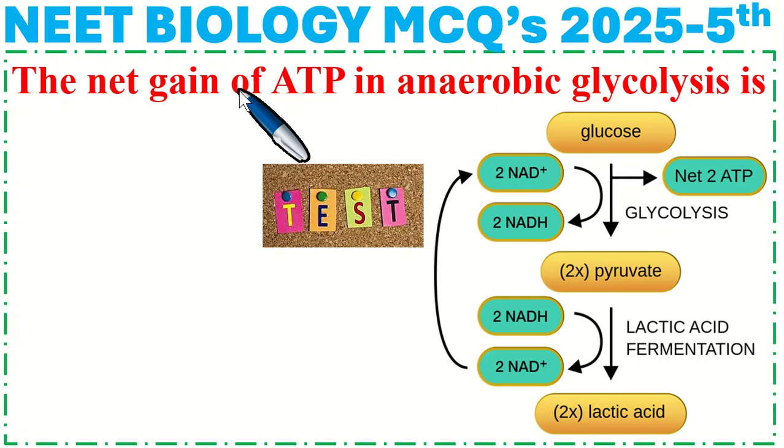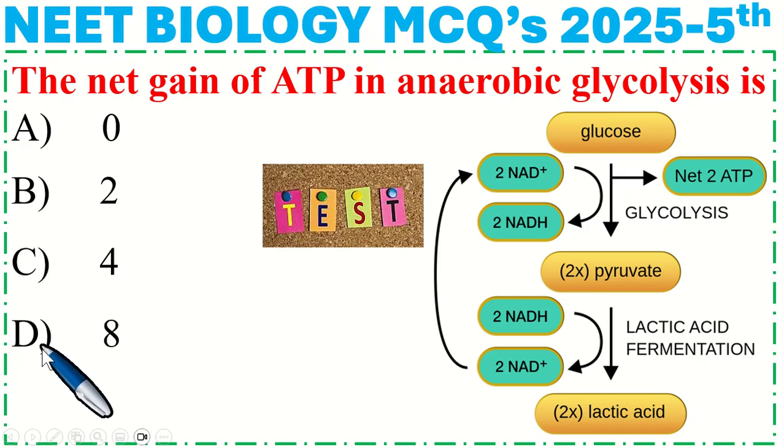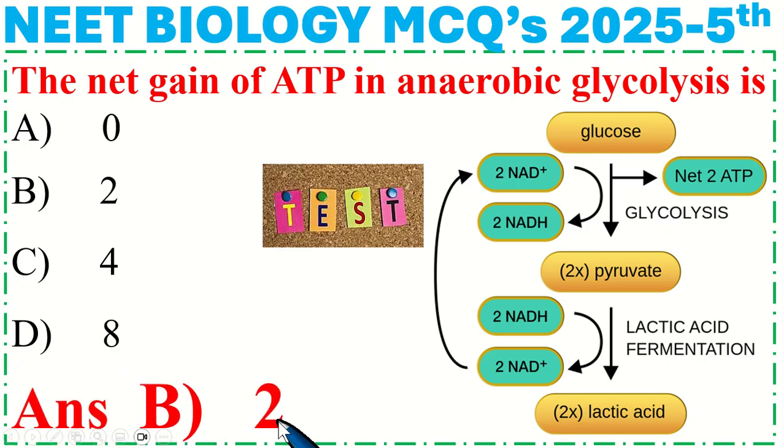The net gain of ATP in anaerobic glycolysis is option A 0, B 2, option C 4, option D 8. So the correct option is B 2.